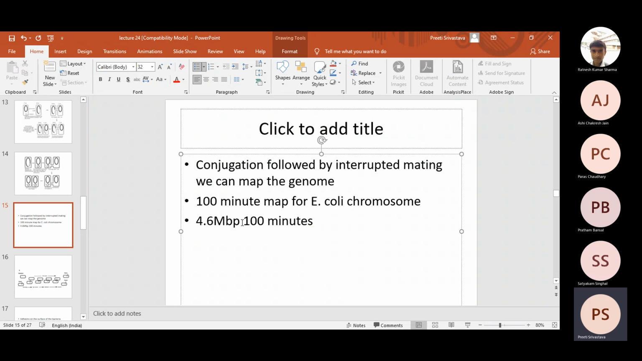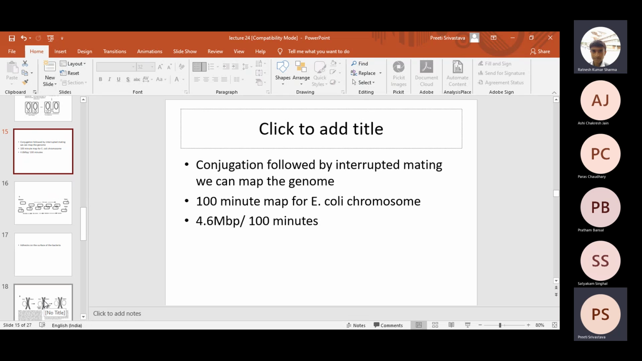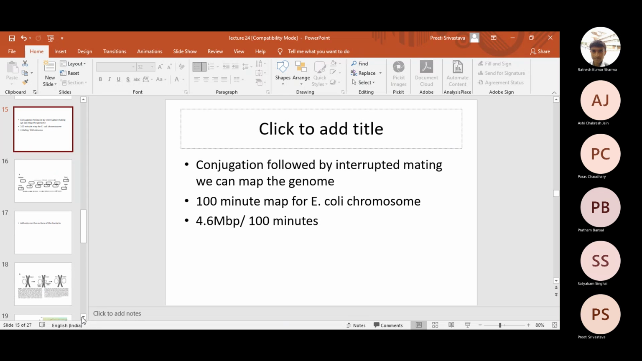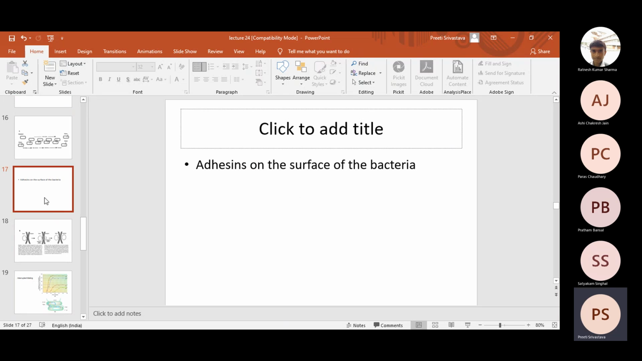So how did people realize that these 100 minutes are taken for this transfer, and how can we prepare the map of the E. coli chromosome based upon interrupted mating? And what is interrupted mating? Have you studied this? Would you like to tell me? Ma'am, no, I have not. Ma'am, I don't know. Ashi, have you studied this? No, ma'am, not yet.